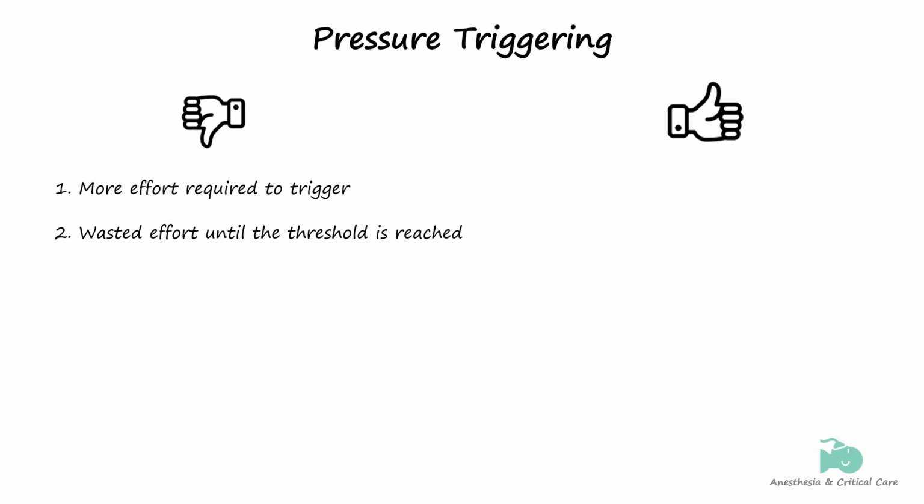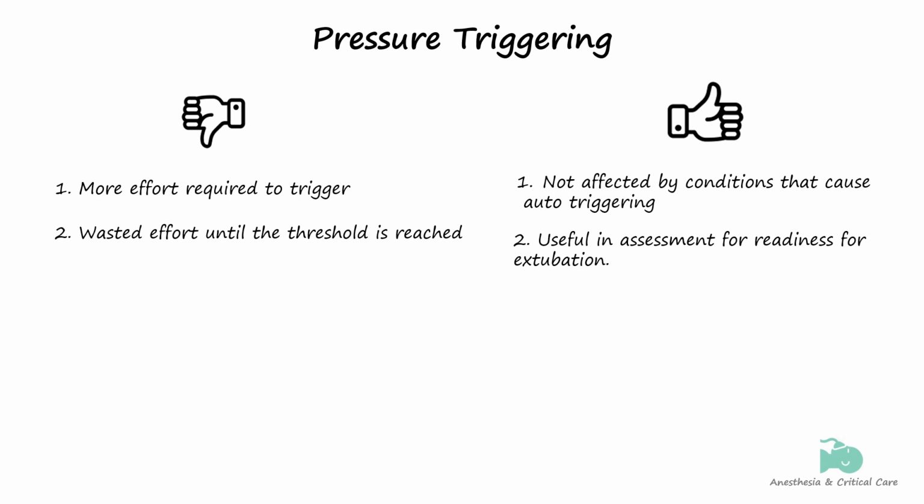It can be used to decrease auto-triggering that happens with flow triggering, as pressure is not much affected by conditions that cause auto-triggering. Pressure triggering can be used to test the power of respiratory musculature, in the context of an assessment of readiness for extubation. A patient who is able to trigger the ventilator by generating a negative intrathoracic pressure of -20 cm of water is unlikely to fail extubation due to the weakness of their respiratory muscles.